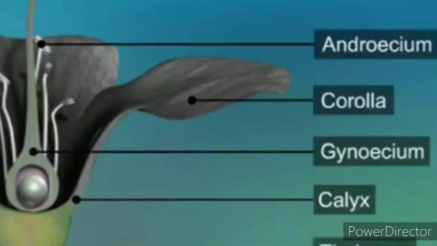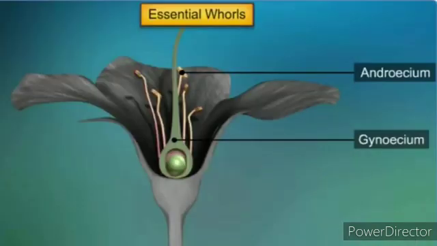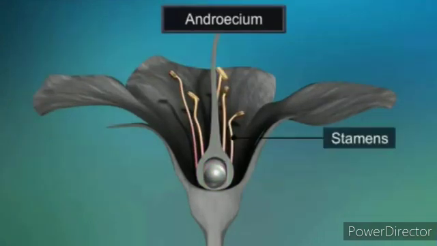Now in today's class we are going to discuss the essential parts, that is the androecium, the male reproductive structure, and the gynoecium, the female reproductive structure. First we will discuss the androecium. Androecium is composed of stamens. Each stamen represents the male reproductive organ.